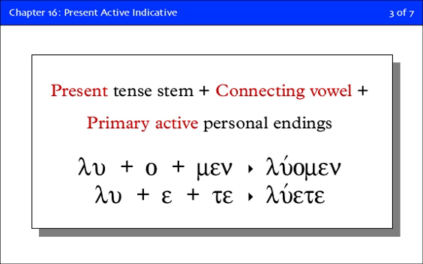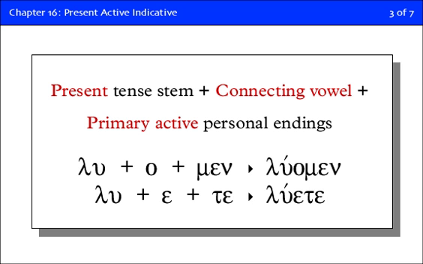Now let's go through that. What's the present tense stem? It's really easy. It's the form you memorize. The form that's in the vocabulary is your lexical form, which is the first person singular present indicative. So if you memorize the verb as luo, I loose, all you have to do is drop the ending off, you get the lu, that is the present tense stem. So the present tense stem is easy. It's just what you have in your lexical form.